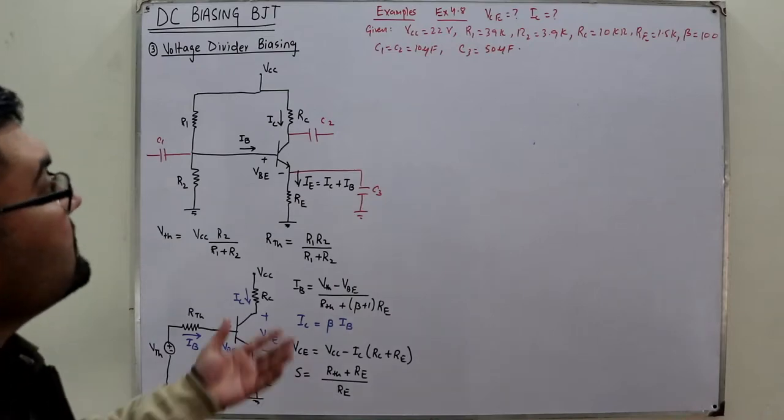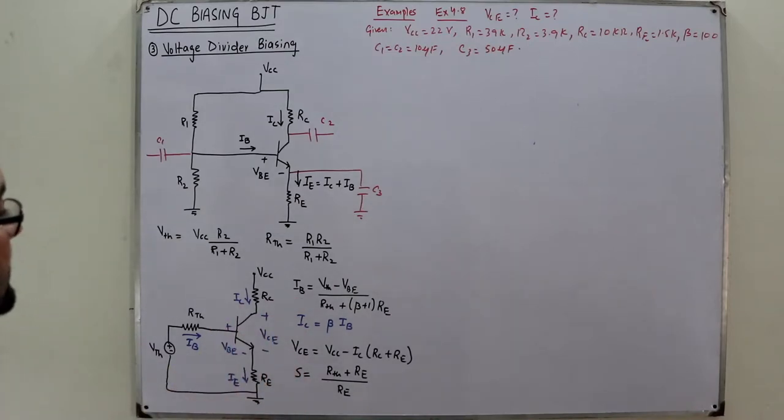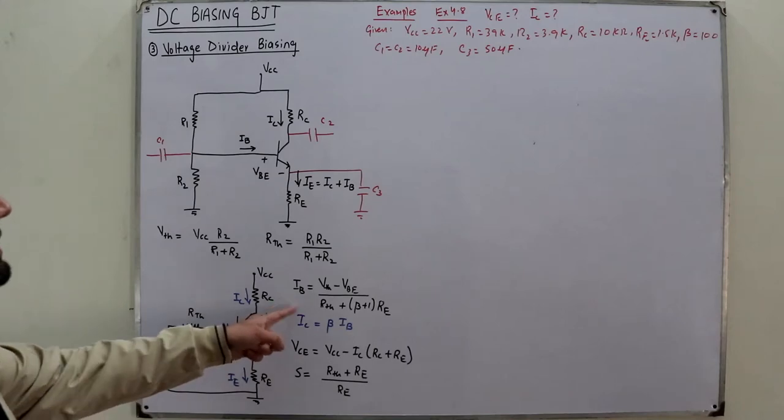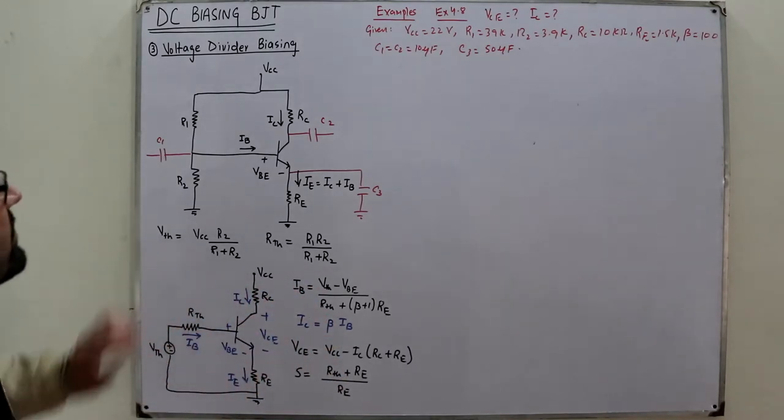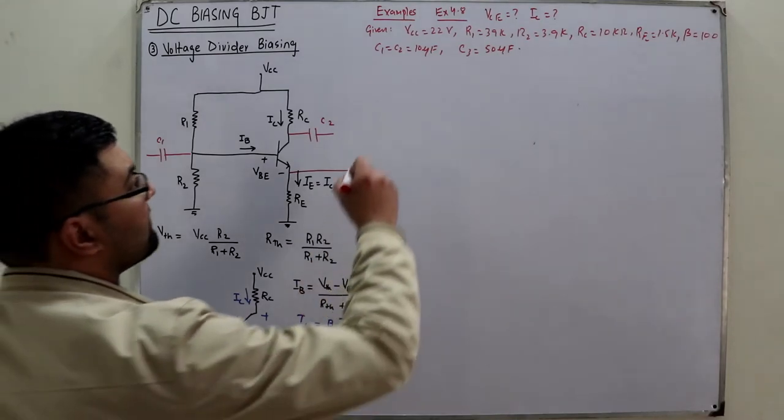What is unknown? VCE is unknown, IC is unknown. So first you can find out IB. IB could be found out by following the value of VThevenin and RThevenin, and VThevenin could be found out in this way. Solution.